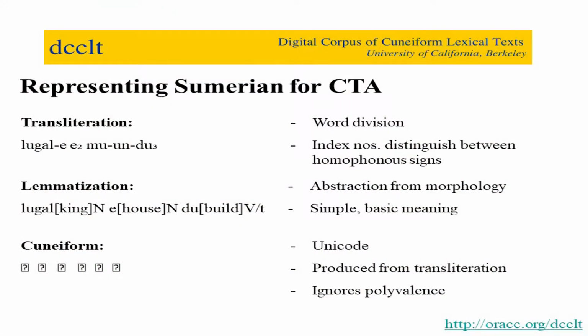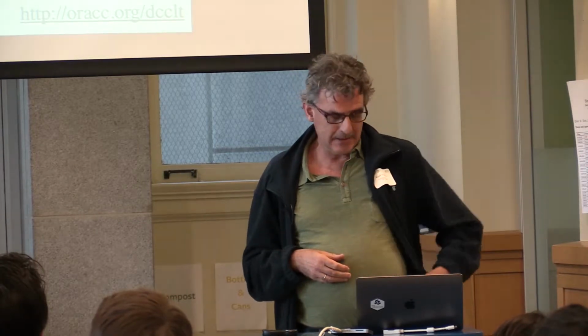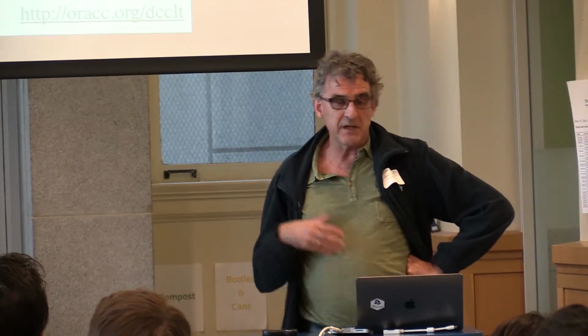So how then do we represent Sumerian for computational text analysis? There are essentially three main methods for doing that. The most traditional one, and the one that my colleagues in Sumerology will recognize, is transliteration. Transliteration means that every sign is represented by something like Lugal or A. And signs are separated from each other either by a dash or by a space. A space here means, as we do in English, that there is a word division there.